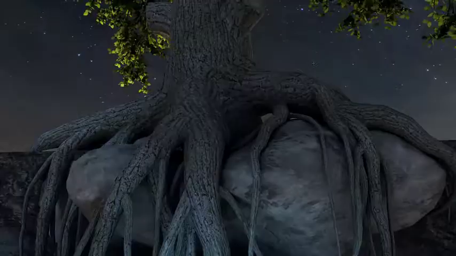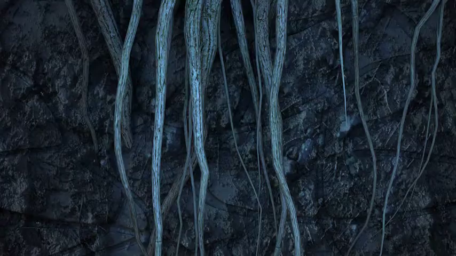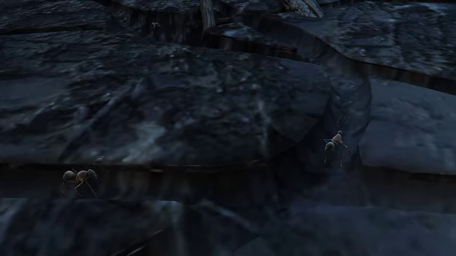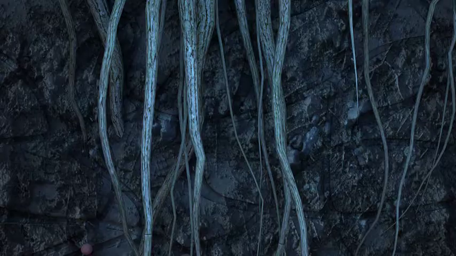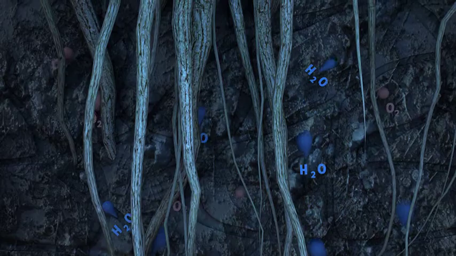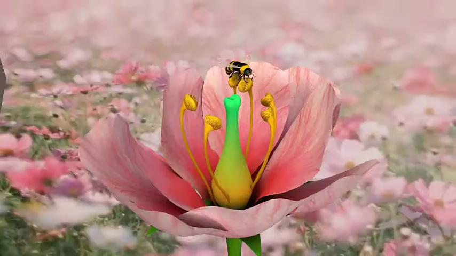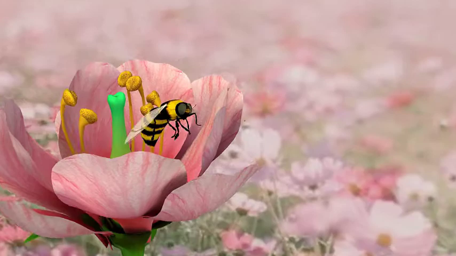Insects play a very important role in the circle of life. Insects, like ants, help aerate the soil as they dig holes and tunnels in the ground, allowing water and air to work their way through the soil so that plant roots can absorb them easily. Insects like butterflies and bees help pollinate flowers as they move from plant to plant.